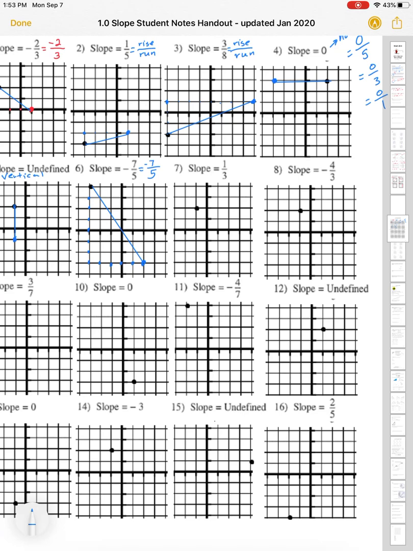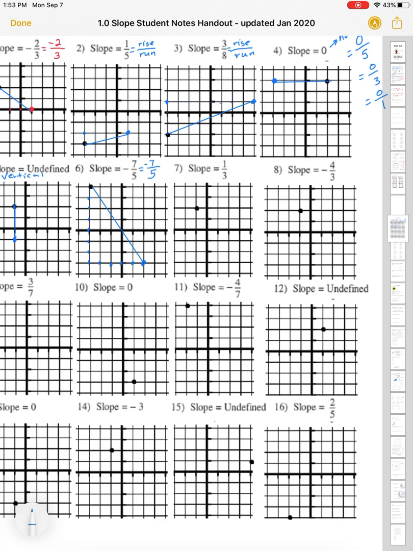What I'd like is for you guys, I'm going to let you guys try it. So try 7, 8, 9, and 10. When you've done them, then press play again and we'll work through them and you'll see if you got them right. So press stop now.